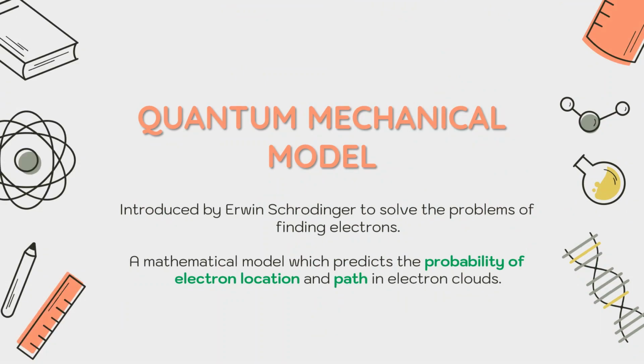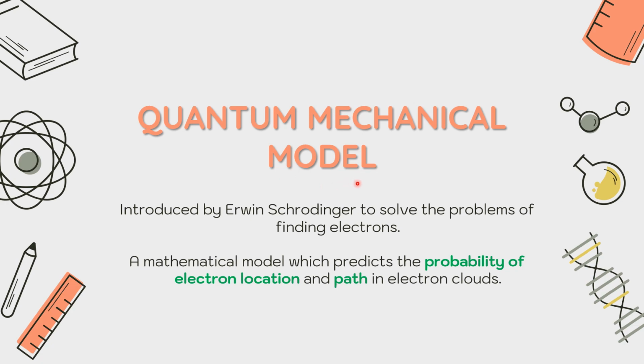In this video, we are going to discuss quantum mechanical model. So this model is introduced by Erwin Schrödinger to solve the problems of finding electrons. It is a mathematical model which predicts the probability of electron location and path in electron clouds. So in a simple word, we can see that this model can help us to identify which space or region in an atom where we could possibly found electron. Okay, di manakah ruangan yang mana kebarangkaliannya kita boleh jumpa elektron di dalam sesuatu atom.